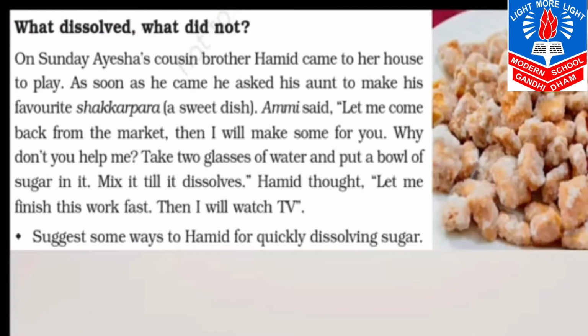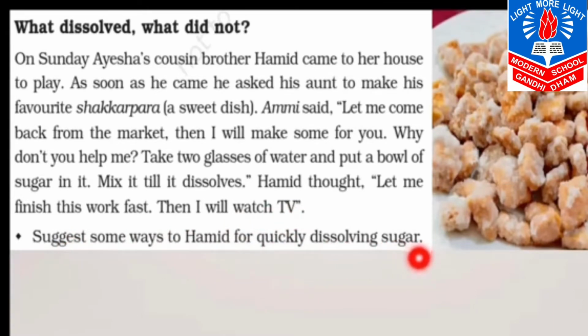Now on Sunday, Aisha's cousin brother Hamid came to her house to play. As soon as he came, he asked his aunt to make his favorite shakarpara, that is a sweet dish. Amin said, "Let me come back from the market, then I will make it for you. Why don't you help me? Till that much of time, take 2 glasses of water and put a bowl of sugar in it and mix it well to dissolve." Hamid thought, "Let me finish this work first, then I will watch the TV."